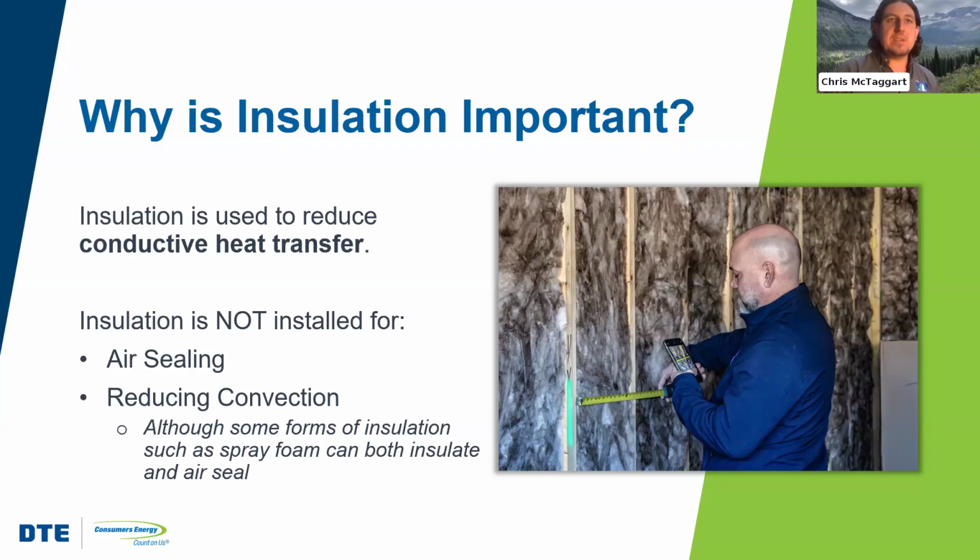Insulation is not specifically used for air sealing or reducing convective heat transfer, which is the movement of air. Some insulations will do both, such as spray foams. Spray foam can be both an air barrier as well as an air sealing product. But it's important to understand that insulation generally is not for air sealing. It's really for reducing conductive heat transfer.